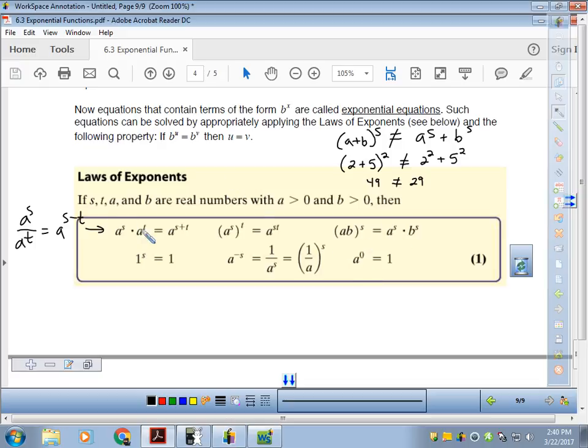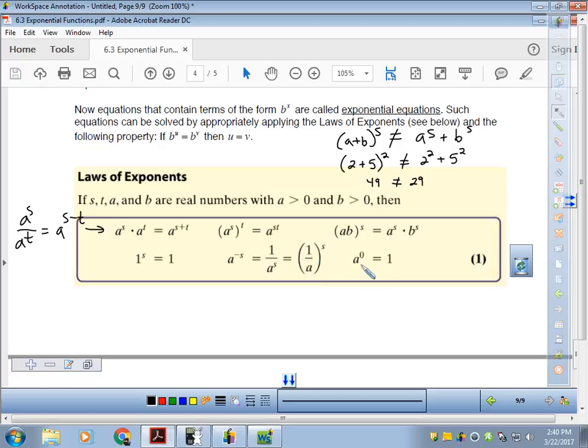Okay. Our next exponent property, 1 raised to any power equals 1. That's always true. Our next one after that, a raised to the negative s power is the same thing as 1 over a to the s power, which is the same thing as 1 over a all raised to the s power. Okay. So the negative just causes things to flip to the bottom of a fraction. Or you can read it the other way. If it's on the bottom of the fraction, you can flip it back up and make it a negative exponent.